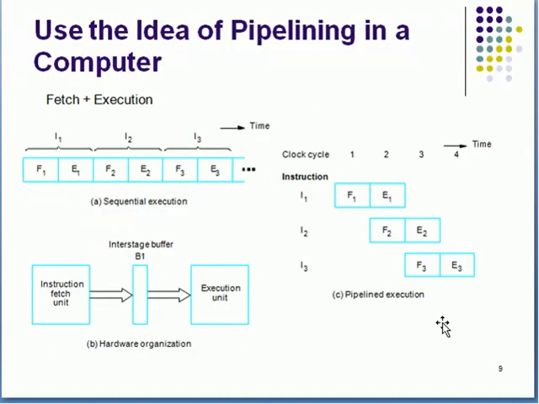So how can this be applied in a computer? Normally we fetch the instruction and execute it. We take only 2 stages for the execution of an instruction: we fetch the instruction and execute. Let us say we have 3 instructions. The first instruction is fetched, then executed.